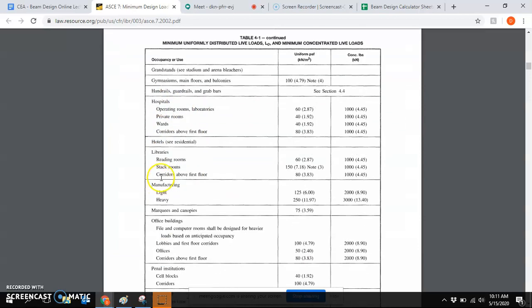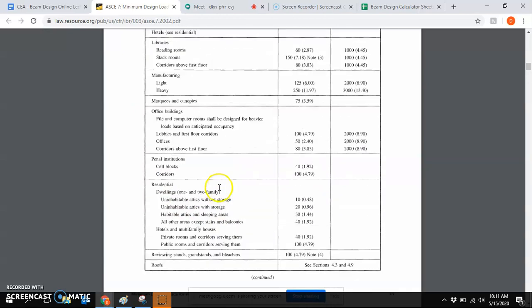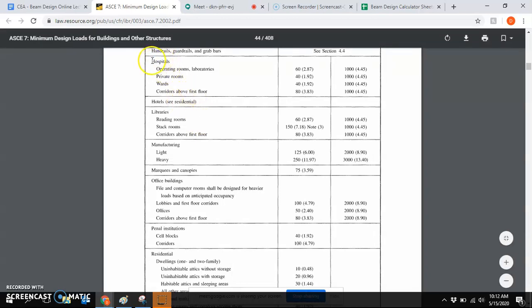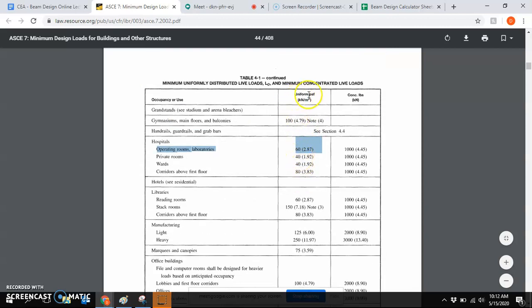I see hospital. Office building? It's kind of like an office building. I guess it's most like a hospital. So I'm going to do the hospital live load. We'll do this one. We'll do 60. And what's the units for that? It's uniform pounds per square feet.